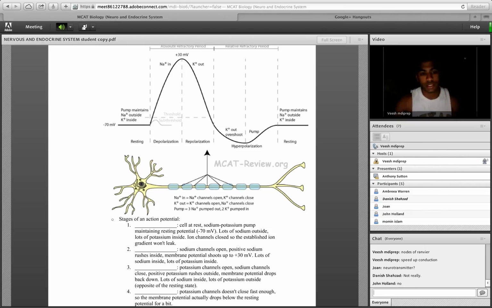The second stage is called, oh wait, I just saw in the chat box you said not really and no. What are you guys referring to?